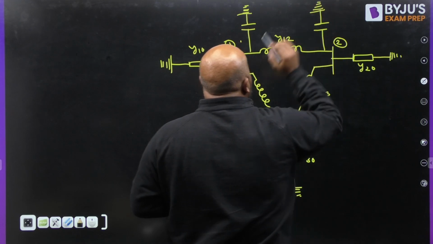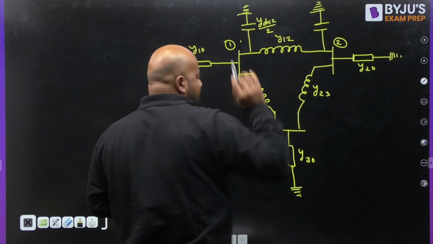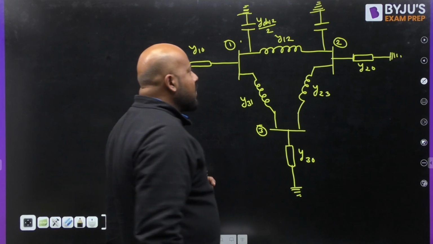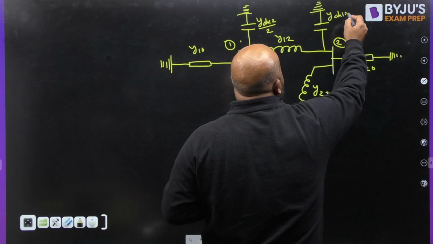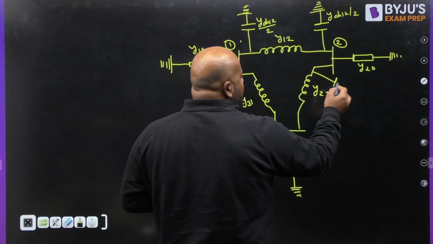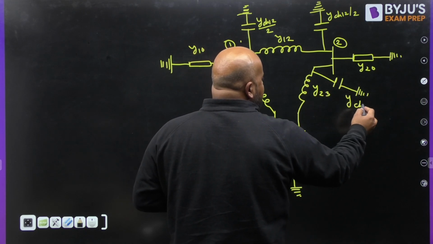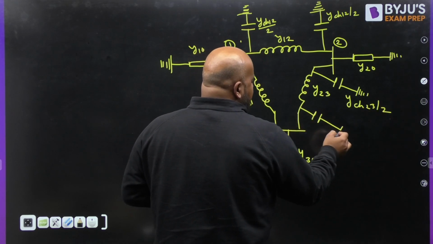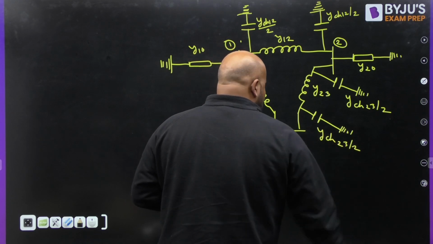Make it the most general case, and I am writing it as Y charging 1 to 2 divided by 2. The whole admittance is going to be divided into two equal parts at the two ends. This is going to be Y charging 1 to 2 divided by 2. Similarly, for line 2 to 3, you will have two line charging capacitances, and this is going to be Y charging 2 to 3 divided by 2. Another line charging capacitance, this is Y charging 2 to 3 divided by 2.